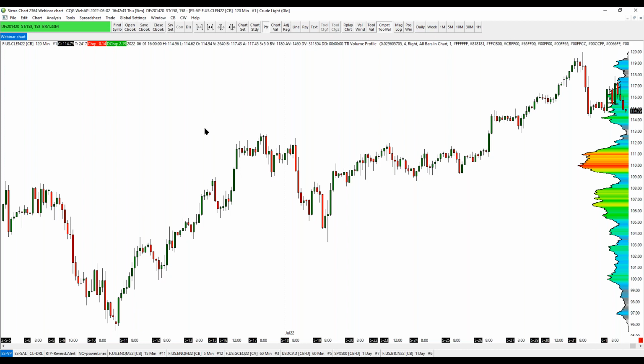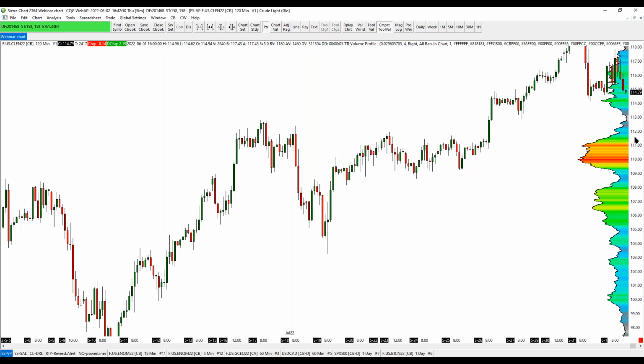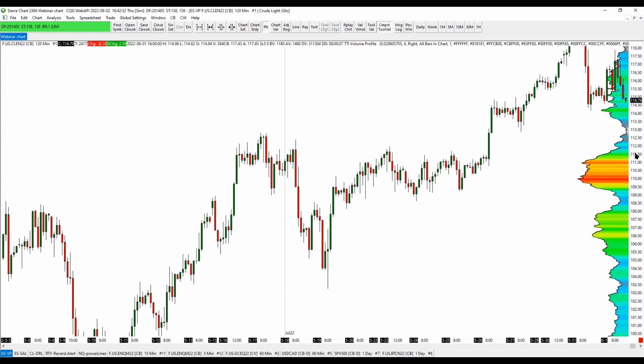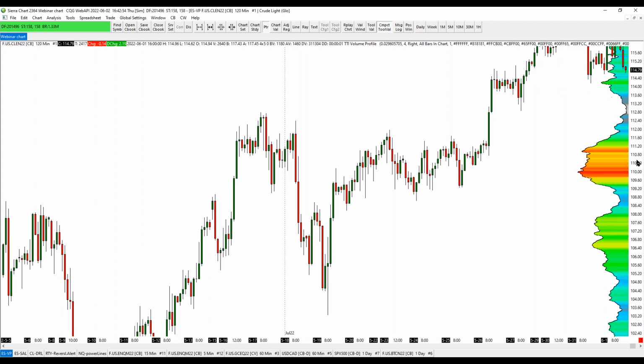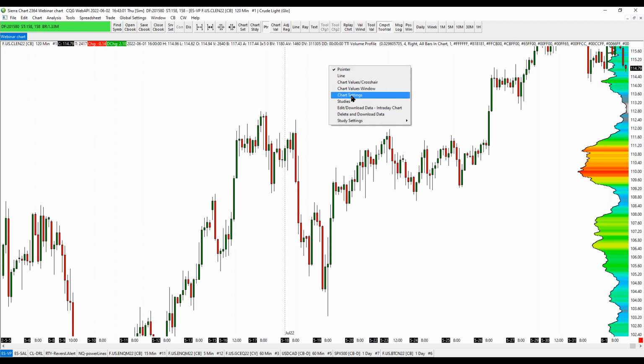So what you're going to do, you are going to put a line here. For example, you're expecting the crude to come back down to 111.20. As I mentioned, this is two birds in one. 111.20 is right here. And by doing that, I just failed myself.